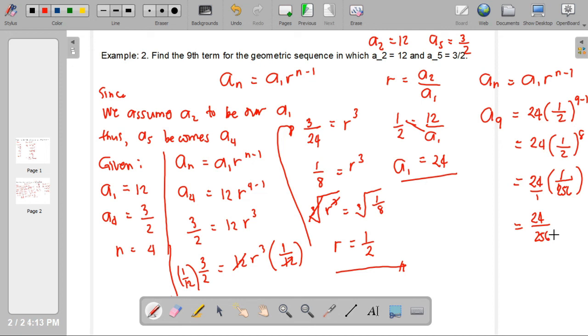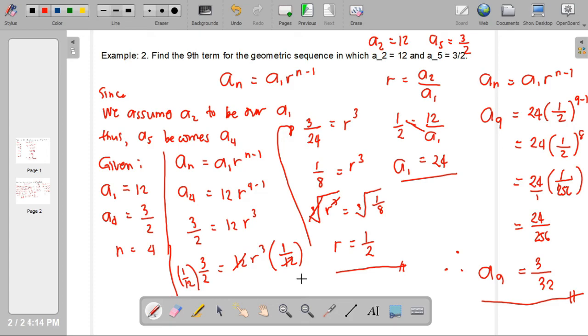Now, what is 24 over 256? If you reduce it, they have a common factor. The common factor is 8, no? When you divide 24 by 8, that is equal to 3. And when you divide 256 by 8, that is equal to 32. So that is 3 over 32. Therefore, the 9th term of this certain geometric sequence is 3 over 32. It's that easy.